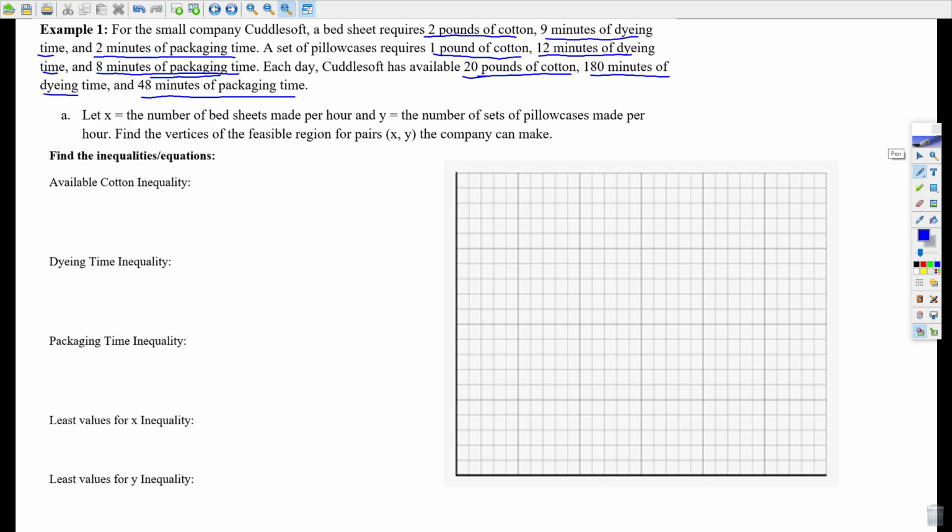So part A, let x equal the number of bed sheets made per hour. Just remember that x is the number of bed sheets, and y is the number of sets of pillowcases made per hour. We're going to find the vertices of the feasible region for pairs x, y the company can make. So before we do any of that, we have to create inequalities, then put them on the coordinate plane, figure out where to shade, and then eventually we'll be able to find the vertices.